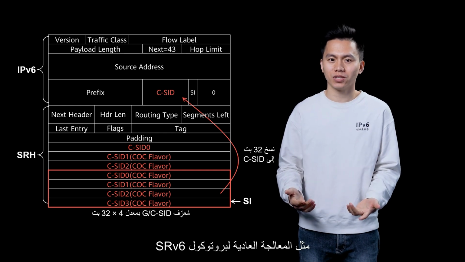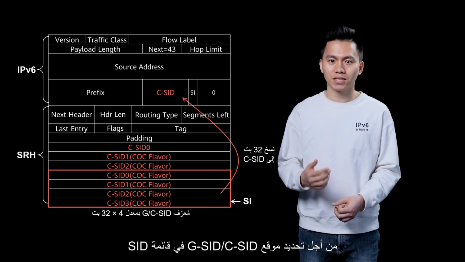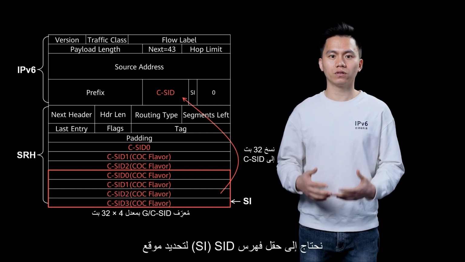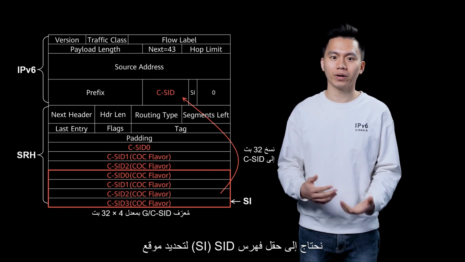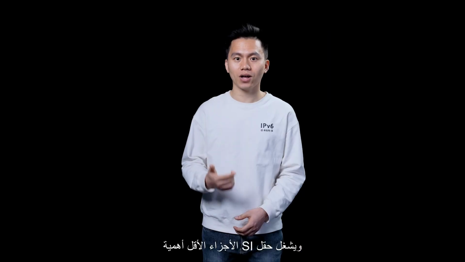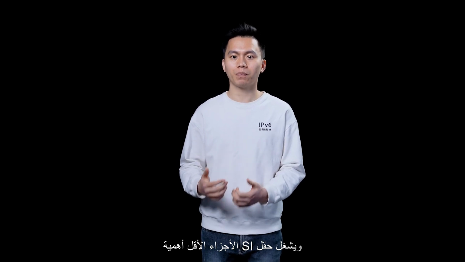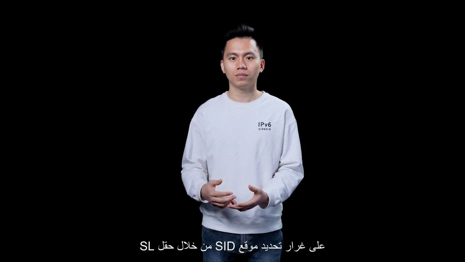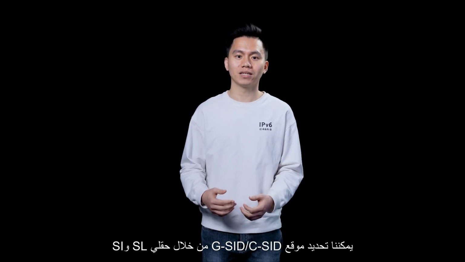So in order to locate a C-SID in the SID list, we need to define a new term called SID index to identify the location of the C-SID in the G-SID container. The SI field occupies the least significant bits of the argument field in a SID. Similar to locating a SID through the SL field, we can locate a C-SID through the SL and SI fields.